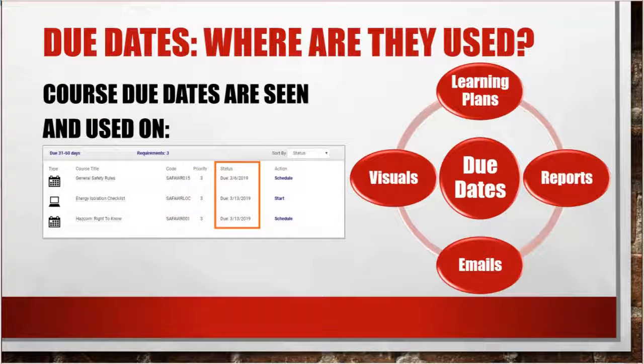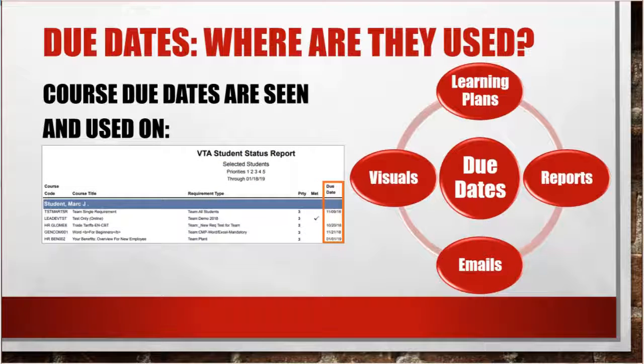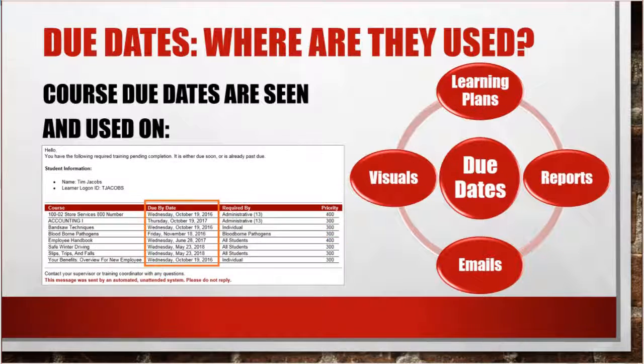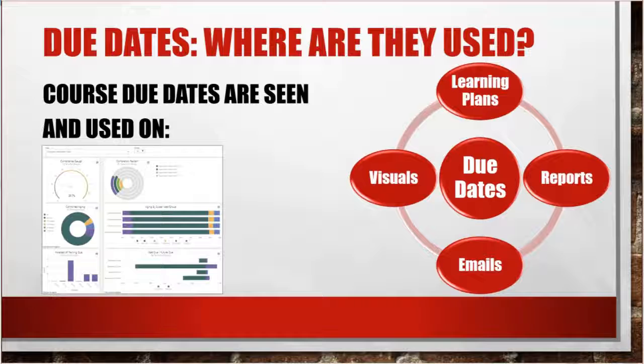Due dates are seen throughout the system. You'll see them on learning plans. People will see them on reports, whether they be status reports or exception reports. If you have emails turned on for your requirements, and if you're using any of our visualizations related to requirement information, due dates are calculated the same way across the system.